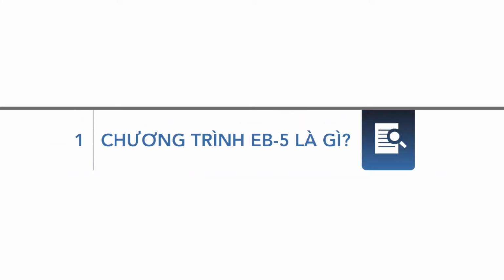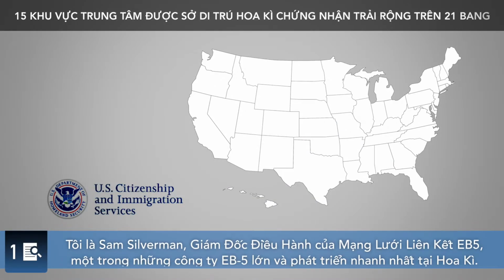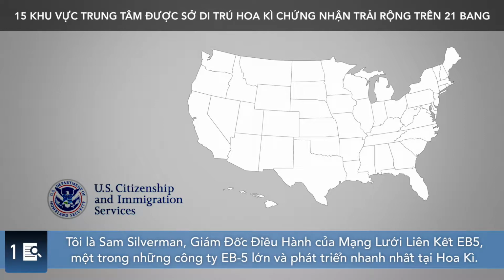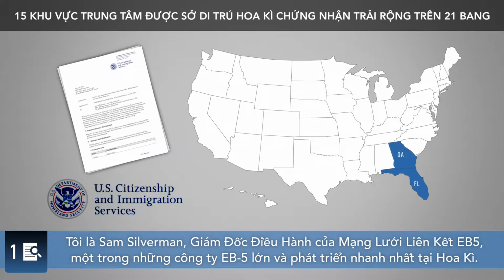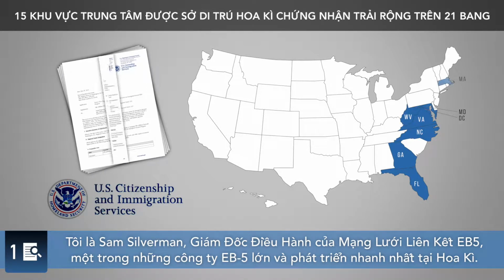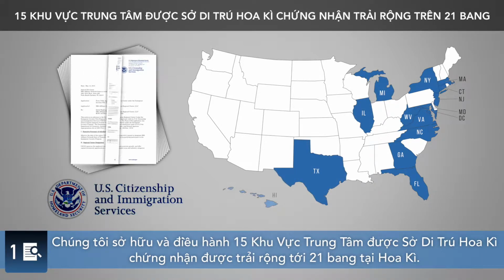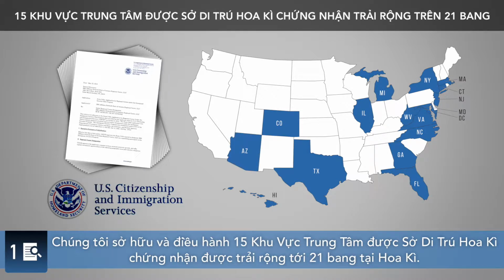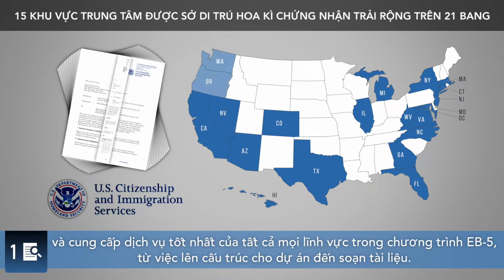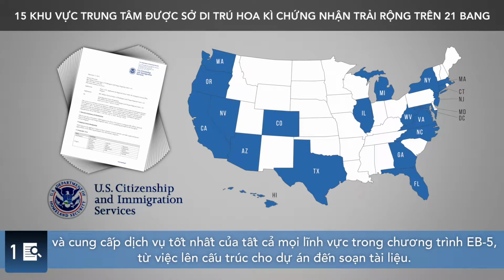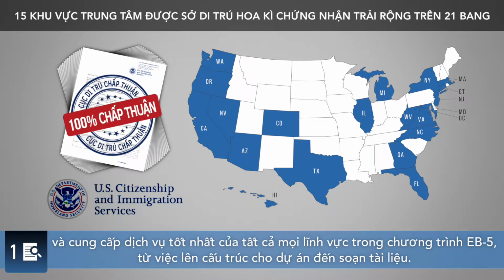What is the EB-5 program? I'm Sam Silverman, Managing Partner of EB-5 Affiliate Network, one of the largest, fastest-growing EB-5 companies in the United States. We own and operate 15 USCIS-approved regional centers with a geographic coverage area of 21 states and provide best-in-class services across all aspects of the EB-5 program, from project structuring to documentation.